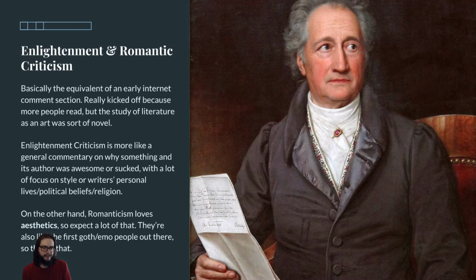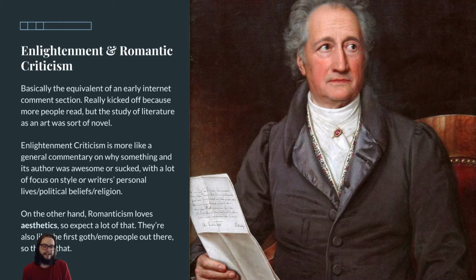So Enlightenment criticism is more of a general commentary on why something and its author was awesome or sucked. There's a focus on style, personal lives, political beliefs, religion. We'll talk about biographical criticism. That's one of the things that comes along in the Enlightenment, even though it's still a fairly influential modern form. Enlightenment criticism often looks at authors more personally, again, part of the focus on individuals and reason. Now, the difference between the Enlightenment and the Romantics could be said in part to be the difference between individuals and reason and individuals and emotion.